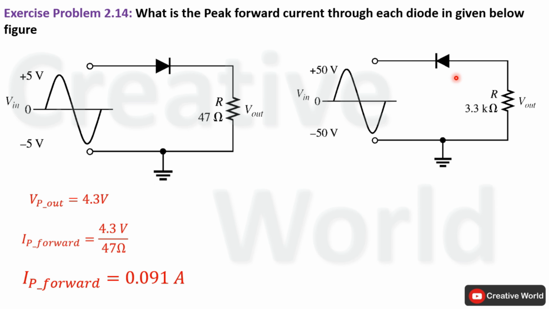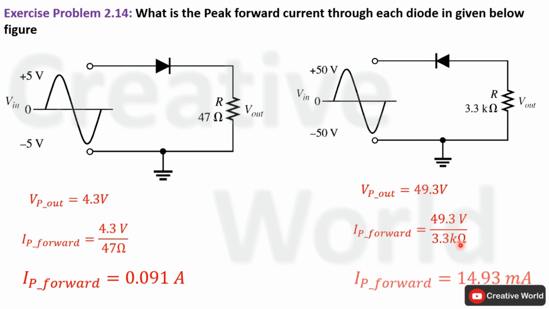Similar case will be here. The peak output voltage across this 3.3 kilo ohm resistance was 49.3 volt. Again we will use Ohm's law to calculate the current through this resistance. 49.3 volt divided by 3.3 kilo ohm, it will become 14.93 milliampere. And this current will also be considered as the peak forward current through this diode as well because of series connection. So the peak forward current of this diode will be equal to 14.93 milliampere.